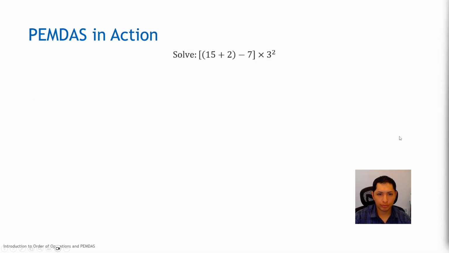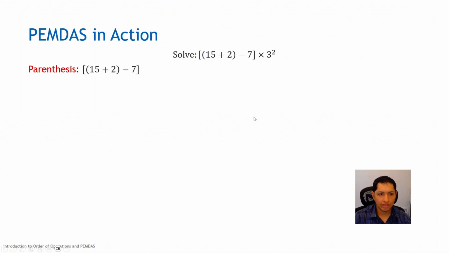Let's look at another example. Solve 15 plus 2 in parentheses minus 7 in square brackets times 3 to the second power. So again, looks a little complicated, but we're just going to keep solving the pieces in order, and you'll notice they get smaller and easier to see.